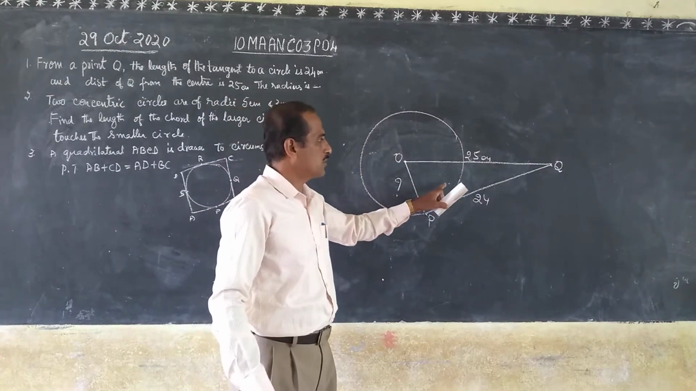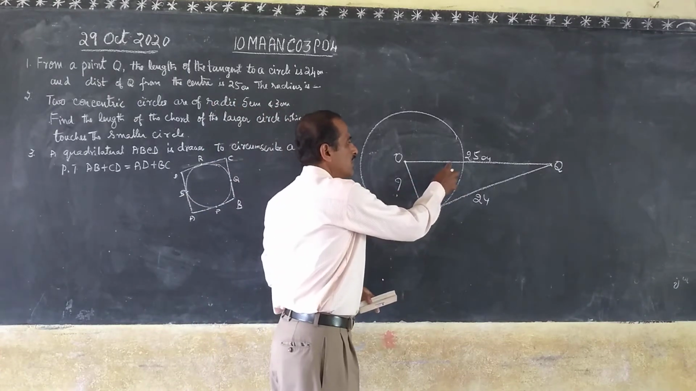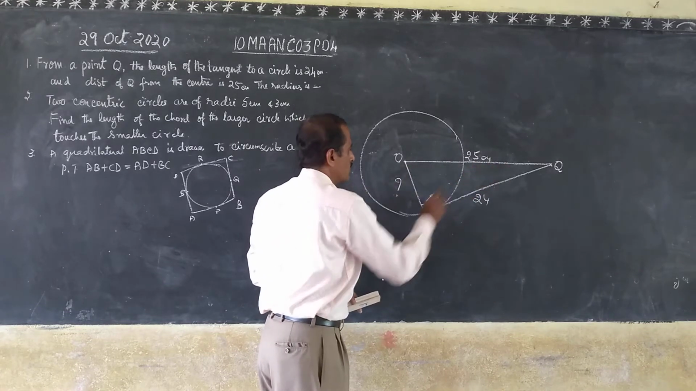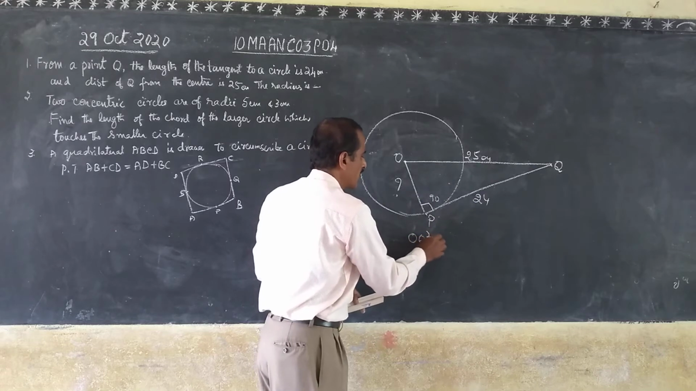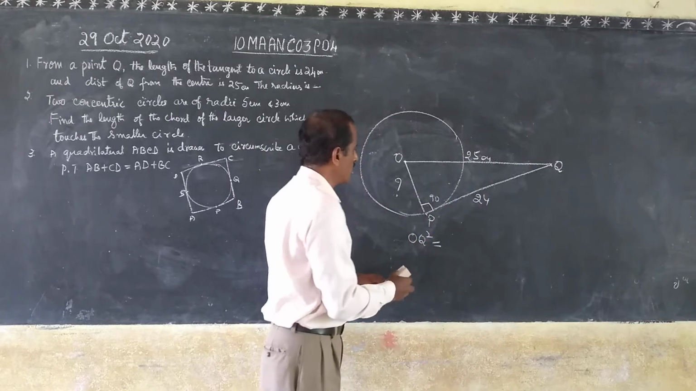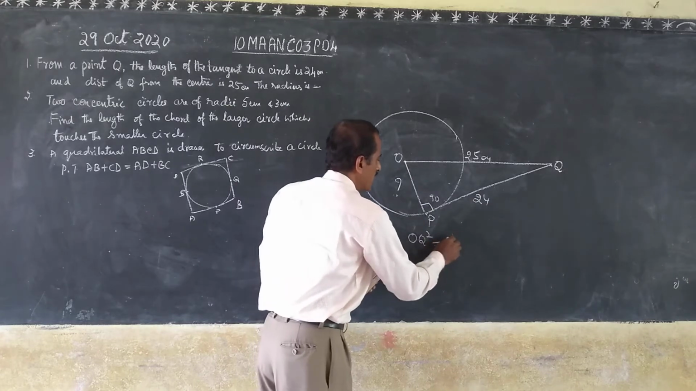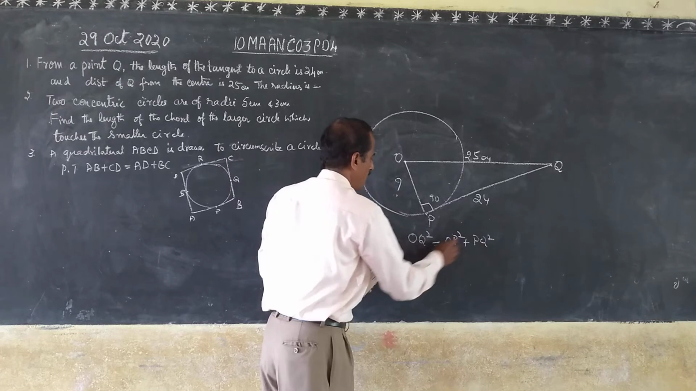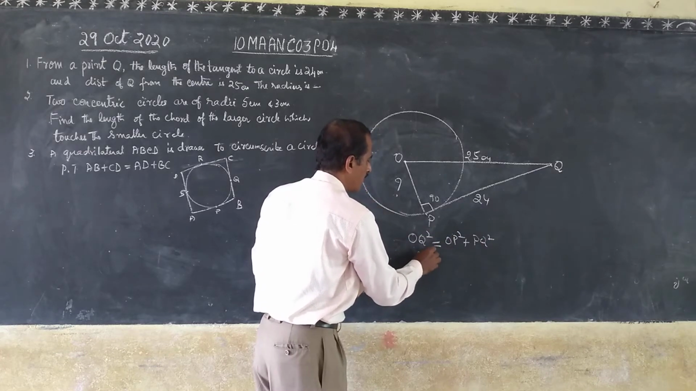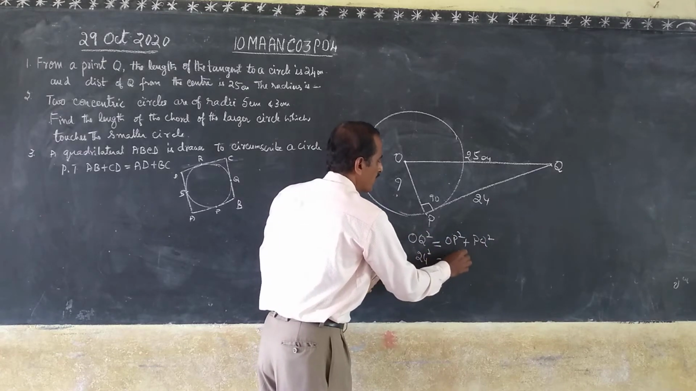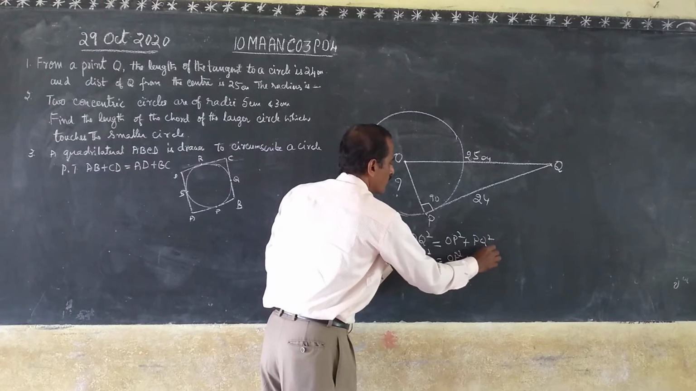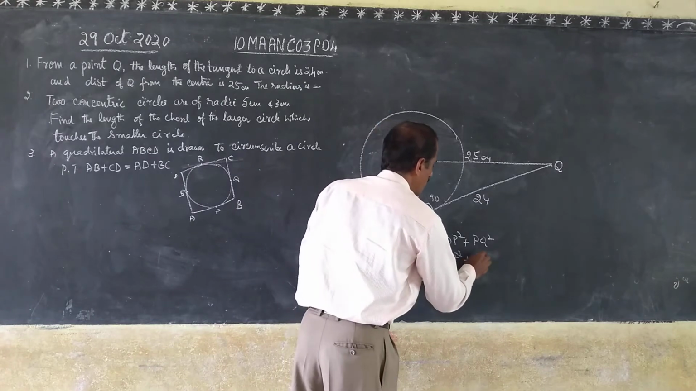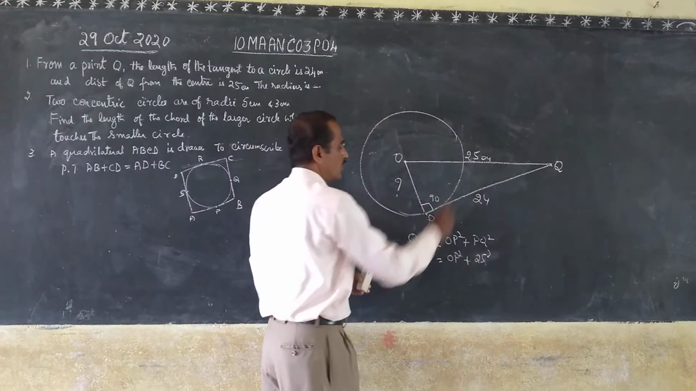So if you apply that here, this is 90 degrees, this is the hypotenuse. I will take it as OQ. OQ square is equal to OP square plus PQ square. Apply the values. OQ square, 24 square, is equal to OP square plus PQ square. So PQ, you know the length PQ, it is 25. PQ is equal to 25.